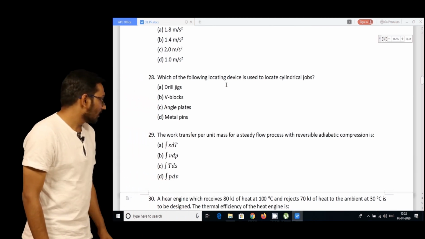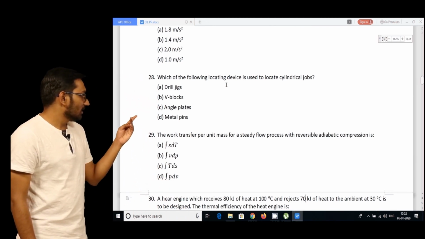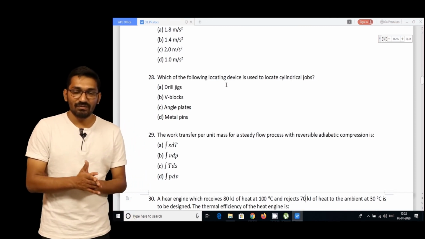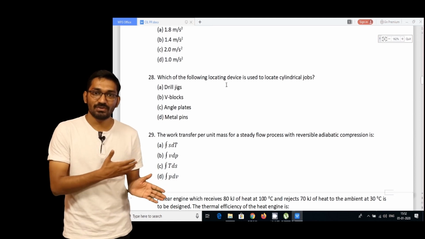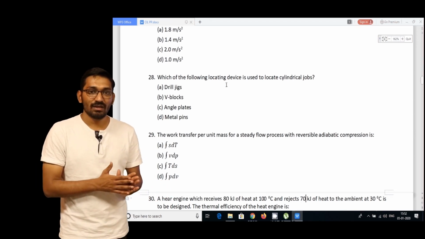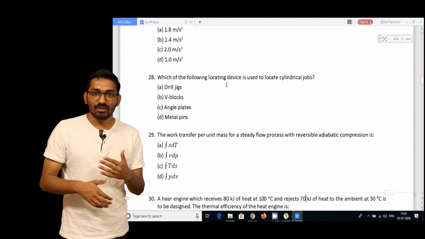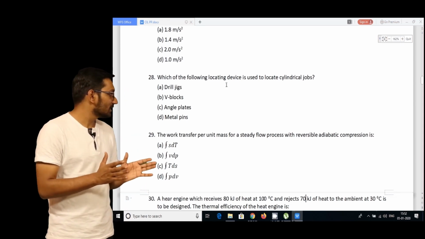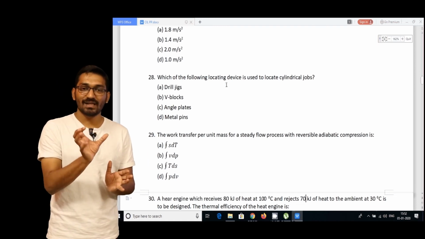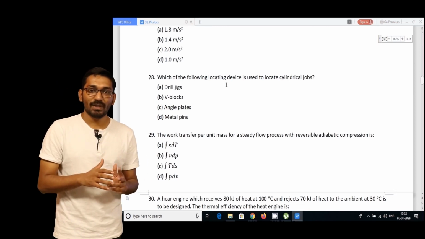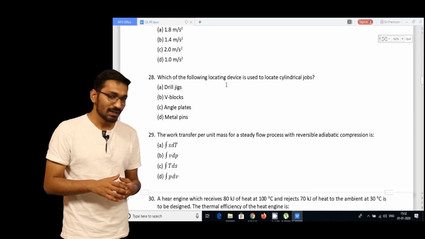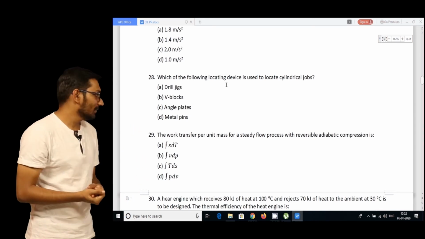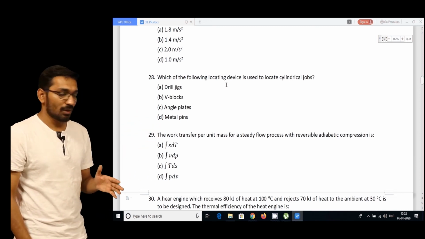Next is, which of the following locating devices is used to locate the cylindrical job? This question is from jigs and fixtures of production engineering. When you are doing turning or some work on a cylindrical job, which of these devices is used to locate that cylindrical job? So a cylindrical job can be located in a V block. Right, V block is like this. You can put a cylinder here, so it will be useful for locating the cylindrical job.